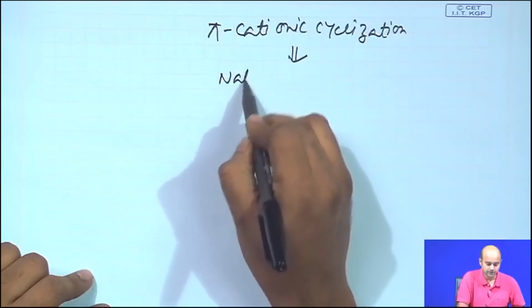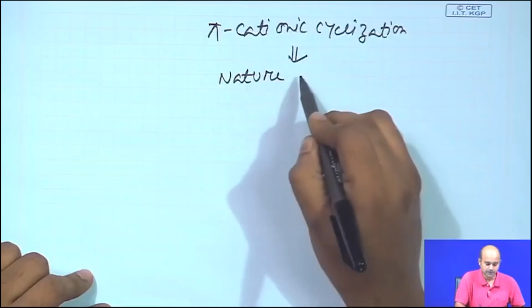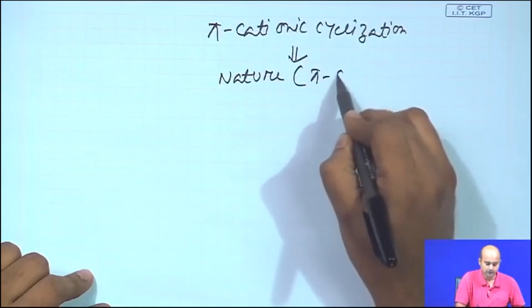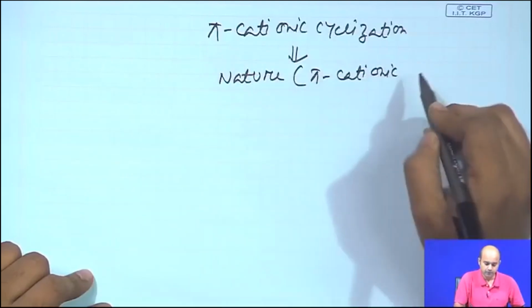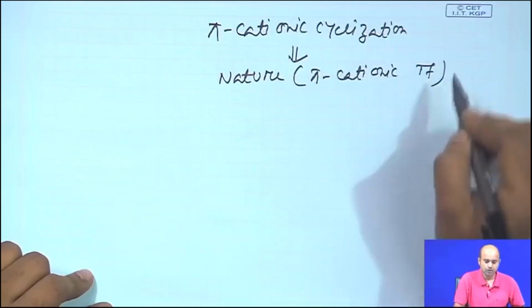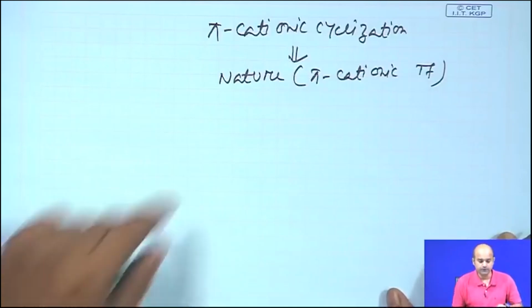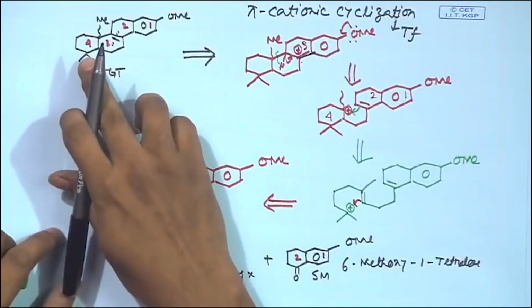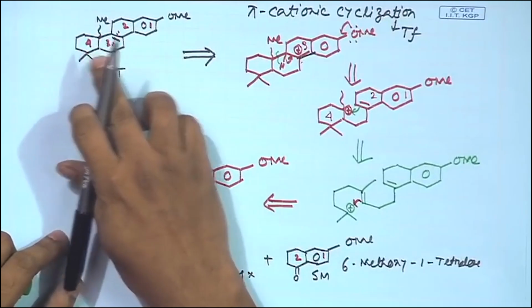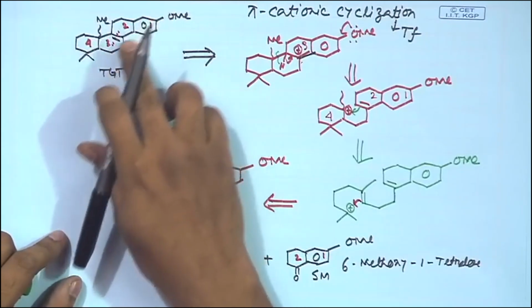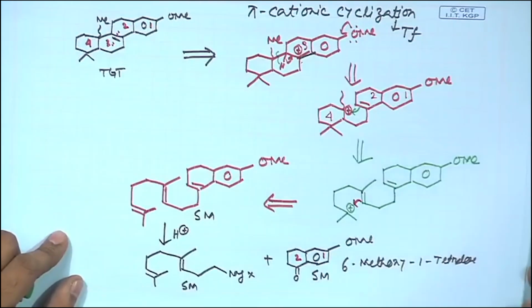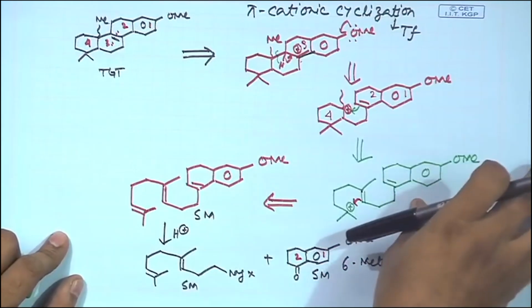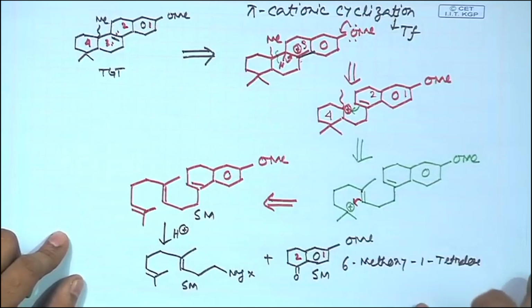That was normally used by our mother nature. Our mother nature uses this pi cationic cyclization as a unique transformation to synthesize many natural products, particularly this kind of structure which was available in nature. It is basically a steroid framework. Now, this kind of compounds are natural products, and you will find that mother nature often uses this kind of simple pi cationic cyclization.